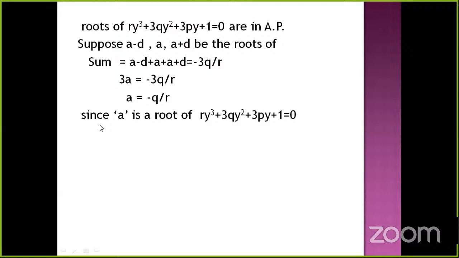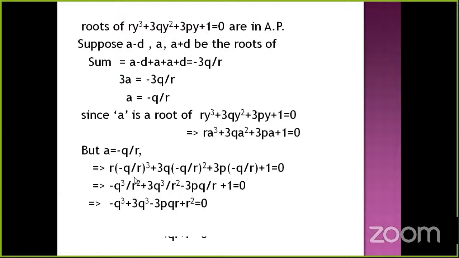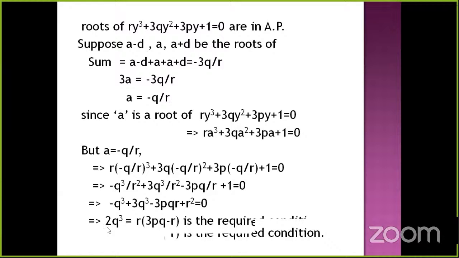minus q by r. So since a is the root of the equation, I will get ra cube plus 3qa square plus 3pa plus 1 equal to 0. By substituting the a value, that is minus q by r, I will get r into minus q by r whole cube plus 3q into minus q by r whole square plus 3p into minus q by r plus 1 equal to 0. So by separating the powers and by taking LCM, we will get minus q cube plus 3q cube minus 3pqr plus r square equal to 0. So solving this, 3q cube minus q cube, that is 2q cube, by sending these two terms to the right side and taking r, I will get 2q cube minus r into 3pq minus r, which is the required equation or expression which they asked to find out.